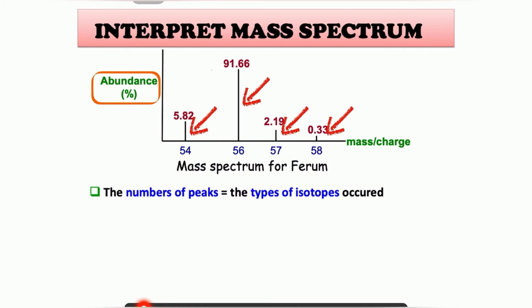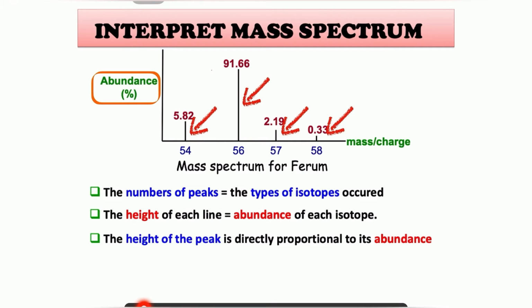Then, the y-axis shows the abundances of each isotope in percentage. So, you can see that the height of the peak is directly proportional to its abundance. For example, ferrum 54, the percentage abundance is 5.82%, ferrum 56, the percentage abundance is 91.66%, ferrum 57, 2.19%, ferrum 58, 0.33%. So if you total up all the isotopes, the percentage abundance is 100%.